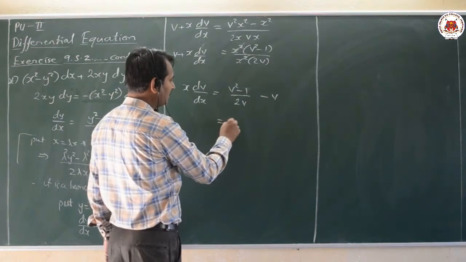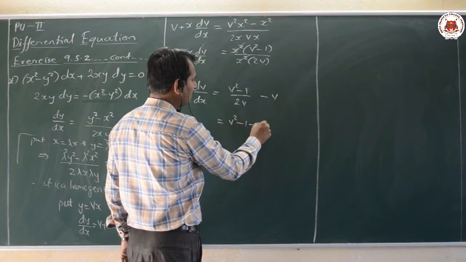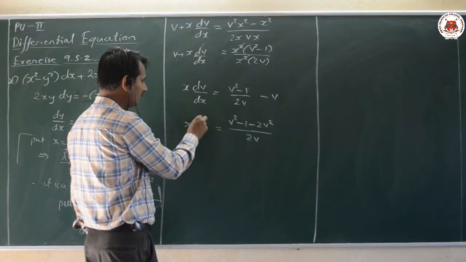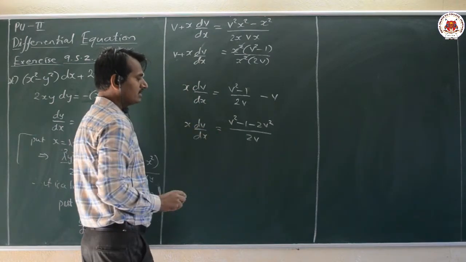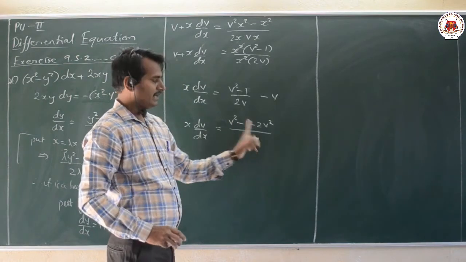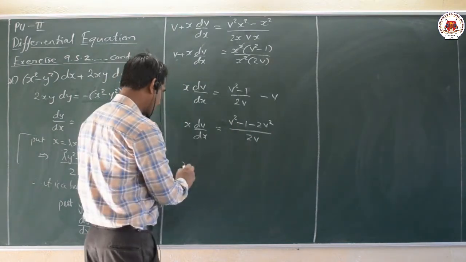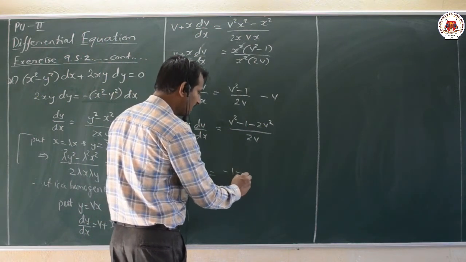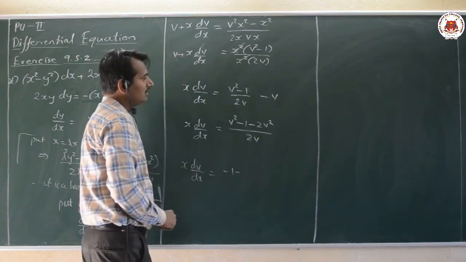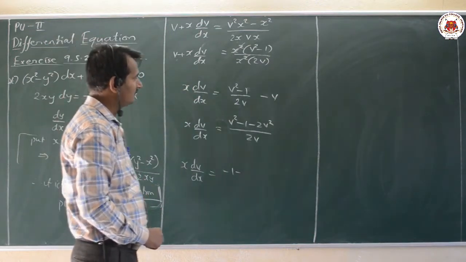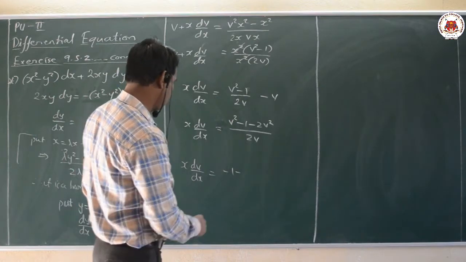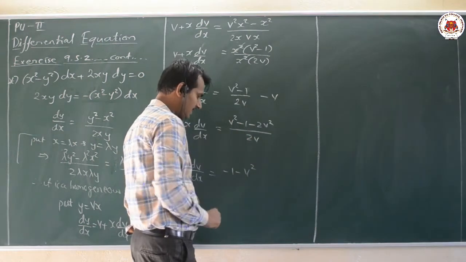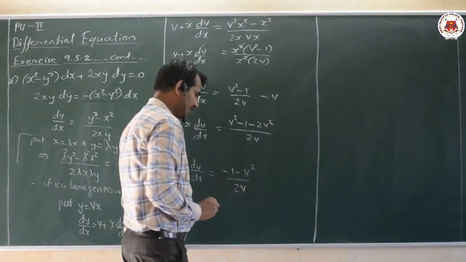Now multiply it: (v square minus 1 minus 2v square) divided by 2v is nothing but our x dv by dx, dear students. Here v square minus 2v square is nothing but minus v square. So x into dv by dx equal to minus of (1 plus v square) divided by 2v, dear students.